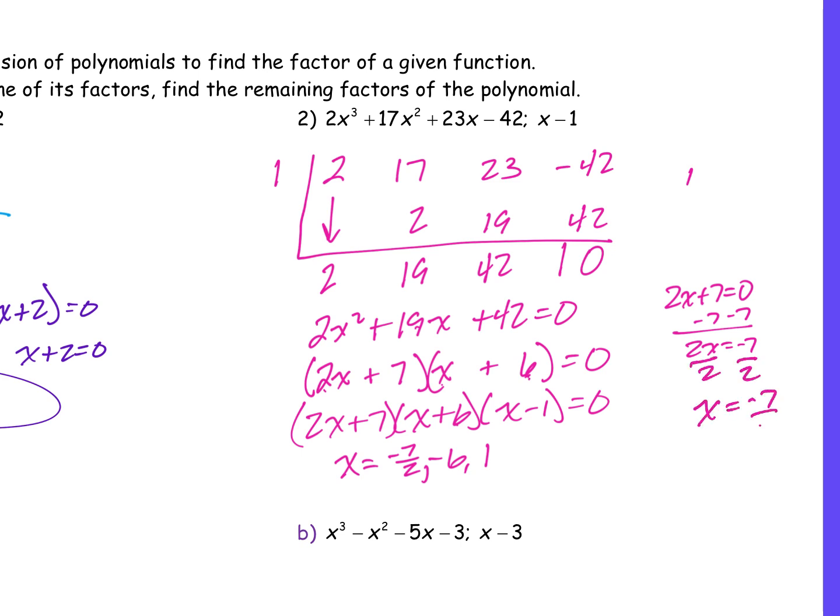Okay, I get it now. Oh, getting the negative 7 halves? Yeah. That's because of that 2. Yeah, it's because of the 2. So subtract 7, divide by 2.